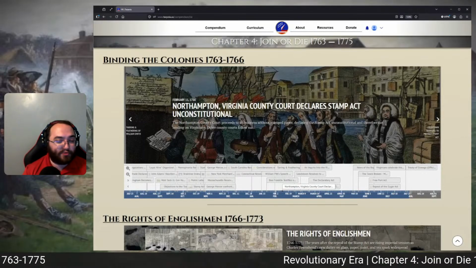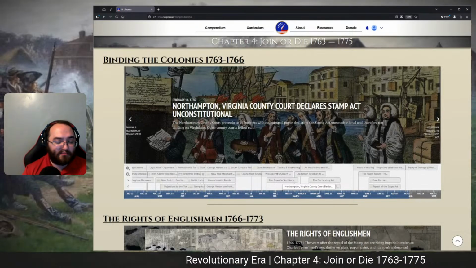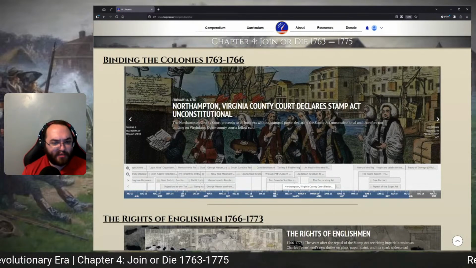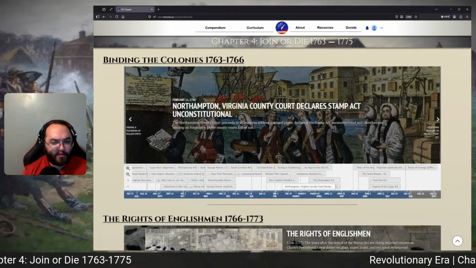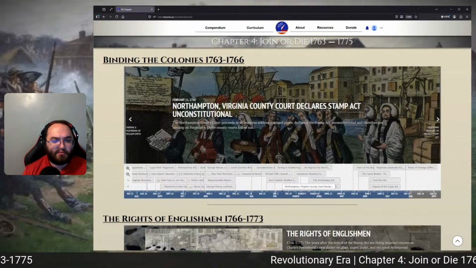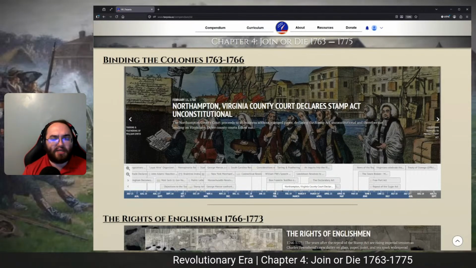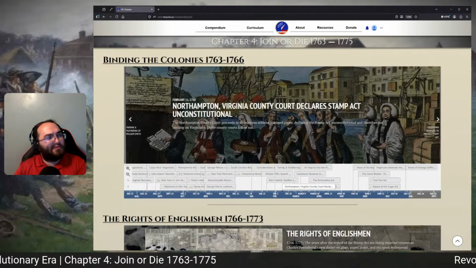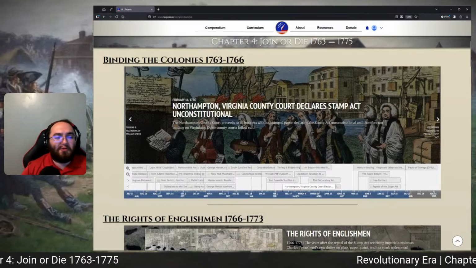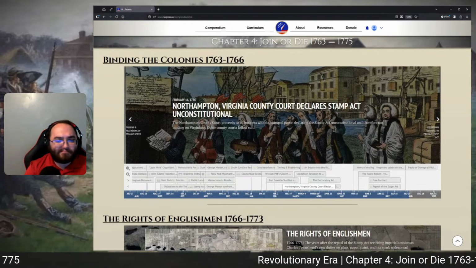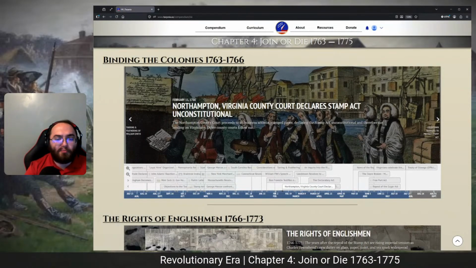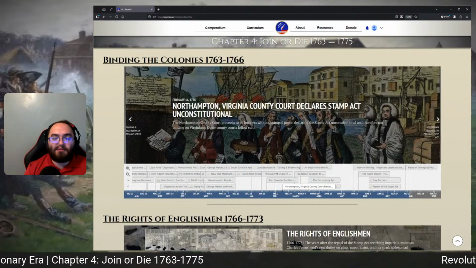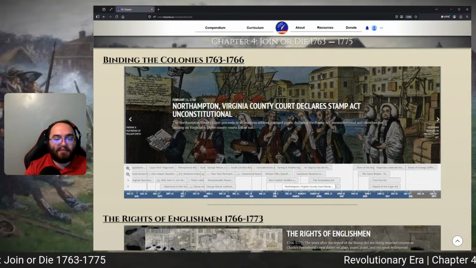So, the American Revolution was not really the rich and powerful fighting for their own private interest, convincing the poor to fight for them. It's a lot more complicated than a simple class exploitation thing. So I'll be more than happy to debate anyone who tries to make that argument. But at least for here, Northampton County Court proceeds to do business without stamped paper, declaring the Stamp Act unconstitutional and therefore not binding on Virginians.